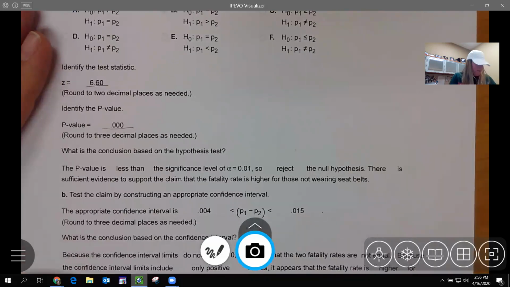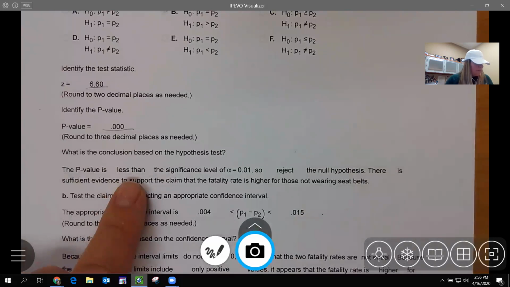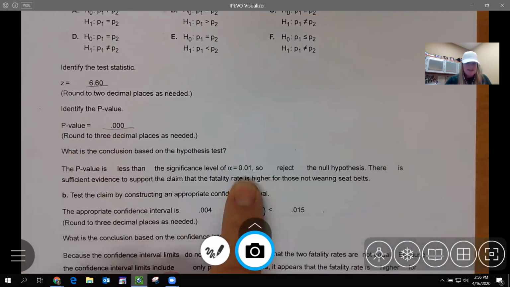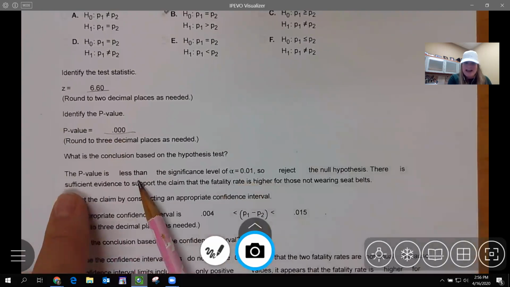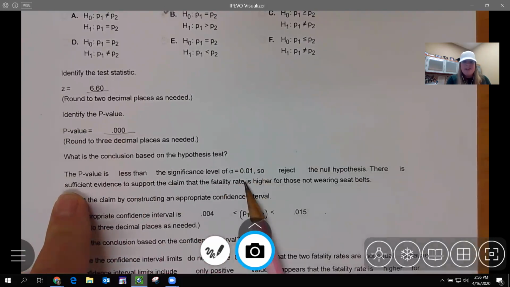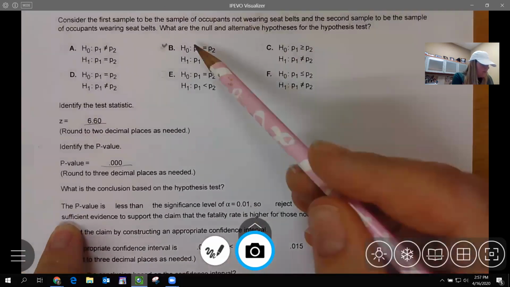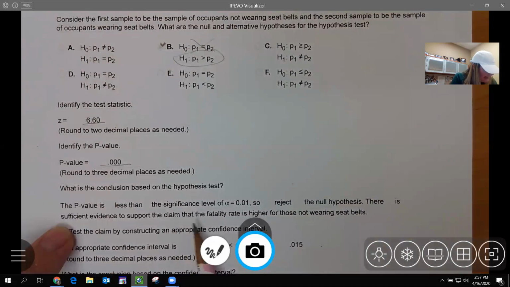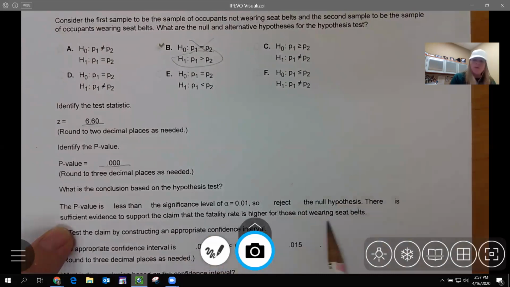So what does that mean? This is the part most people mess up. If your p-value is lower, less than your significance level, which it is, so I'm saying the p-value is less than the significance level of 0.01, 0 is less, then we reject the null. So what are we saying? Out with this, in with this, reject the null. We have evidence that P1 is greater than P2.